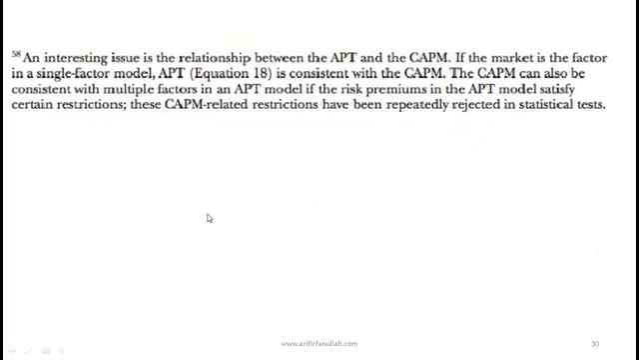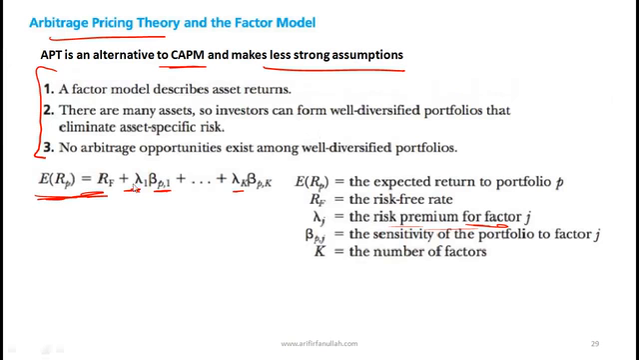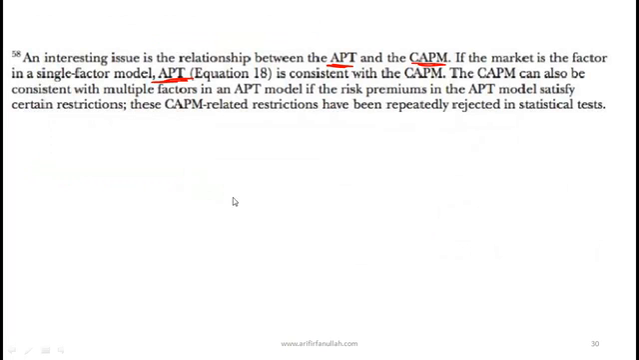Actually, this is a footnote from the curriculum that I just thought was interesting. An interesting issue is the relationship between APT, arbitrage pricing theory, and CAPM. If the market is the factor in a single factor model, then APT is consistent with CAPM. So do you remember the APT equation? It's simply this if you just take one factor. Doesn't this look a whole lot like CAPM? Your expected return, that's the risk-free rate. The lambda is the market risk premium, and that's your beta. So that's all this is saying.